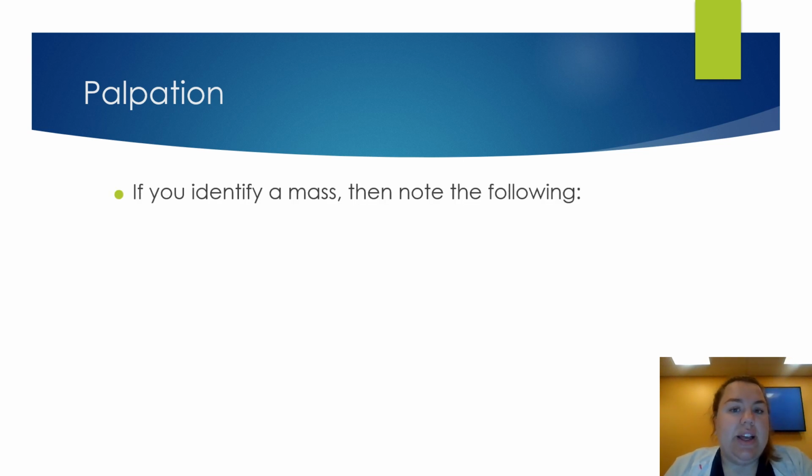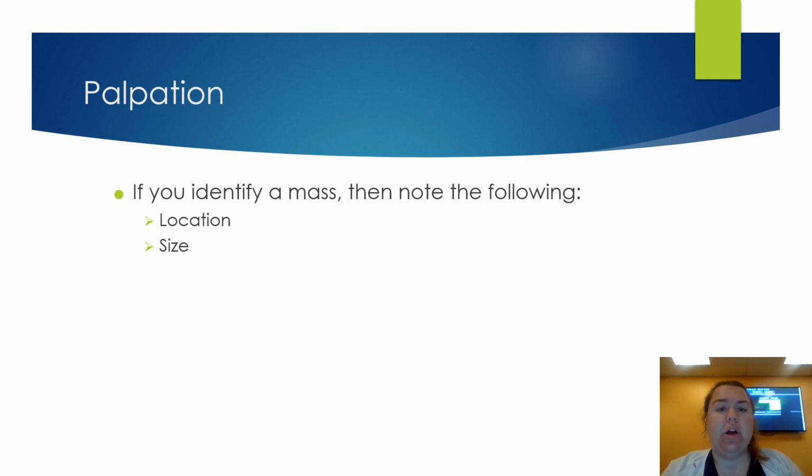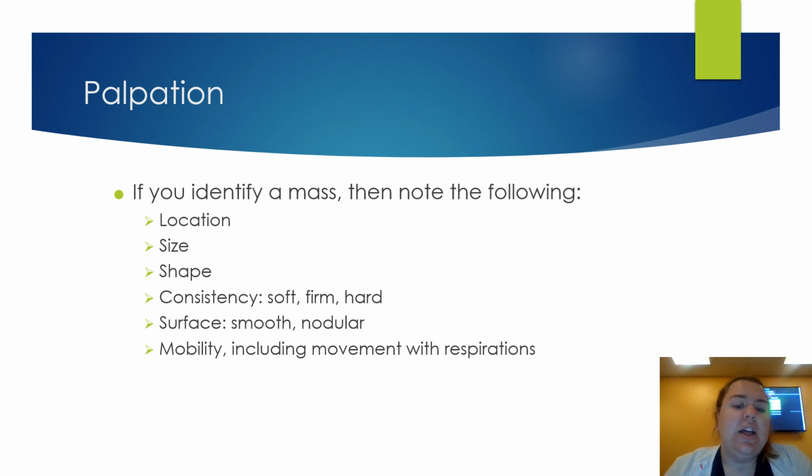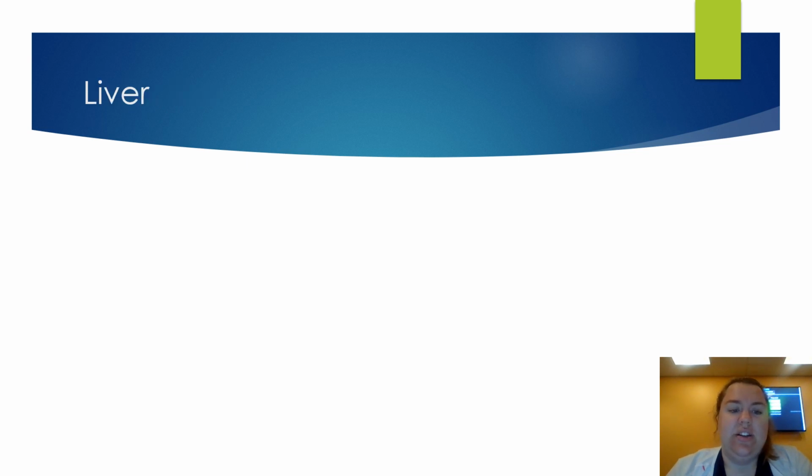Now, if you identify anything abnormal, a nodule, a mass, a lump, you have to note the following. Which quadrant? What's the size? You're not going to possibly be able to get a ruler out and actually measure it, but if you can do an estimate, like maybe a golf ball, maybe a penny. What's the shape of it? Consistency: is it soft, firm, hard? Is it smooth? Is it nodular? Is it movable? Does it move with respirations? Is there a pulsatility? And when you're palpating that mass, is there tenderness?